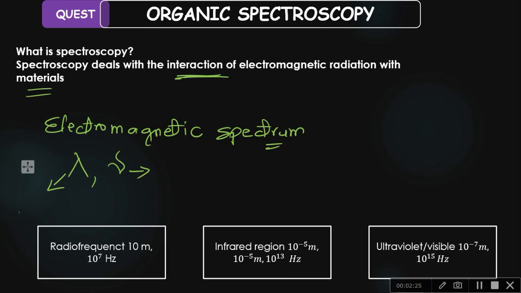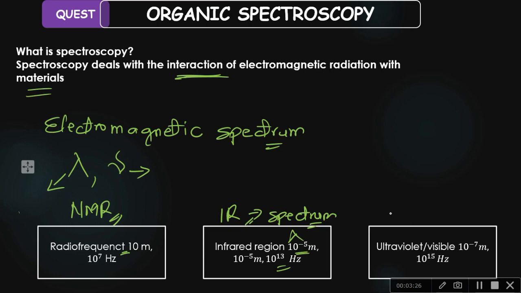For instance, NMR spectroscopy uses radio frequency. All right. So the electromagnetic radiation used by NMR is the radio frequency, and it has a wavelength of around 10 meters and a frequency of around 10^7 hertz, which is equivalent to 10 megahertz. Now, the infrared region is the region that gives the electromagnetic radiation used in infrared spectroscopy, which is IR spectroscopy, and it corresponds to a frequency of 10^13 hertz and a wavelength of 10^-5 meter.